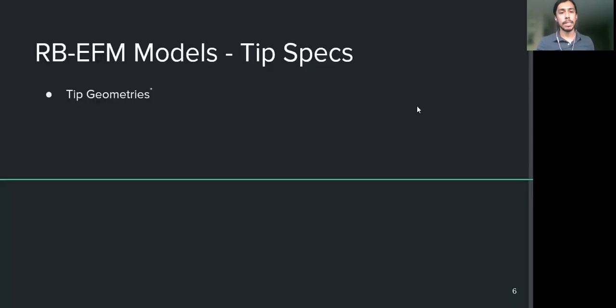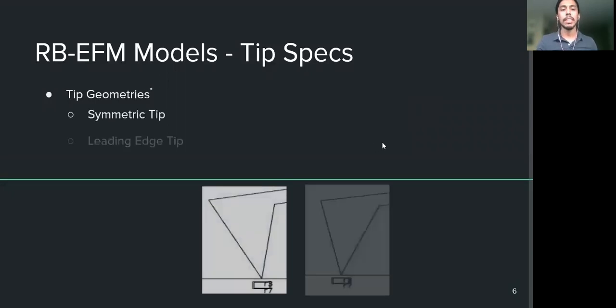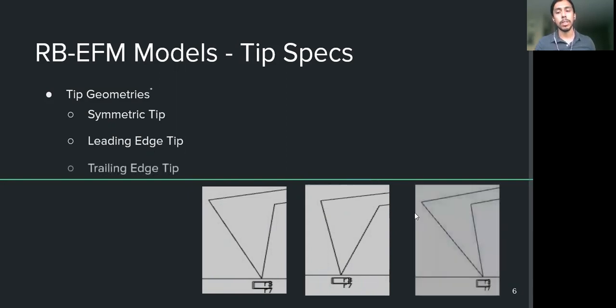So just going over some of the specs that I had to use in my simulations. Here I am going to show you just the different types of tips that I used. There's a symmetric tip, a leading tip where this front edge is perpendicular to the back edge of the cantilever itself, and a trailing edge where this edge is perpendicular to the front edge of the cantilever itself. And these are all modeled after a common Bruker probe that you can find online.